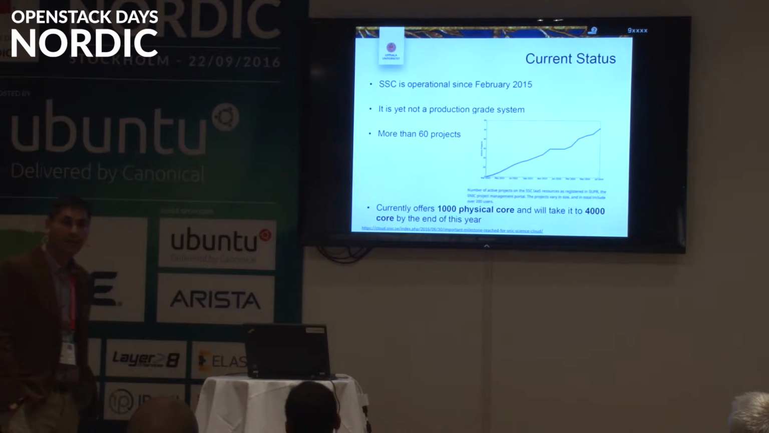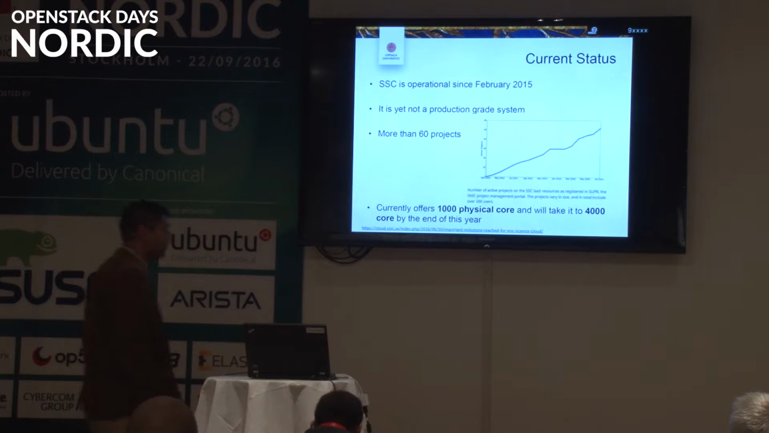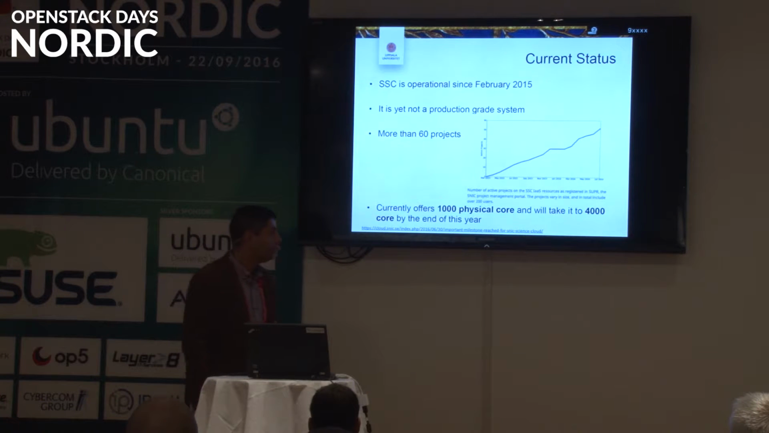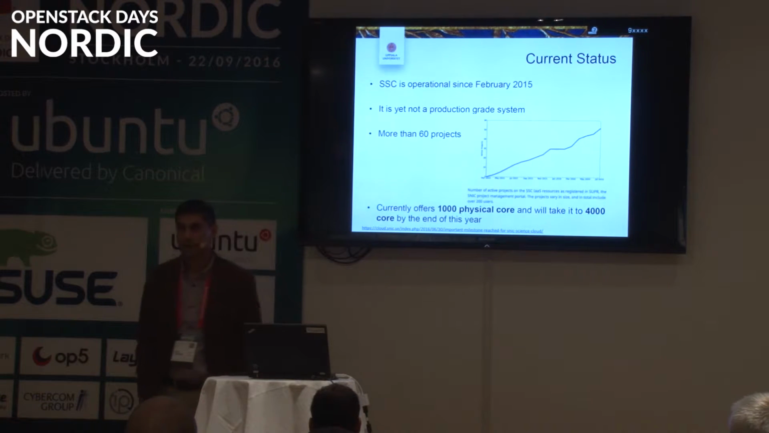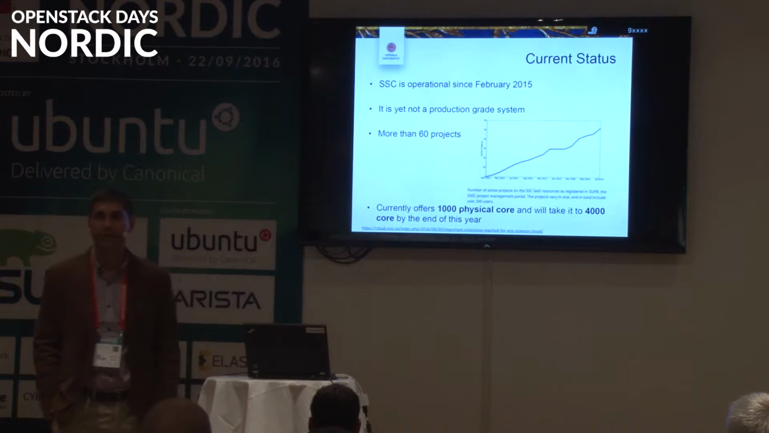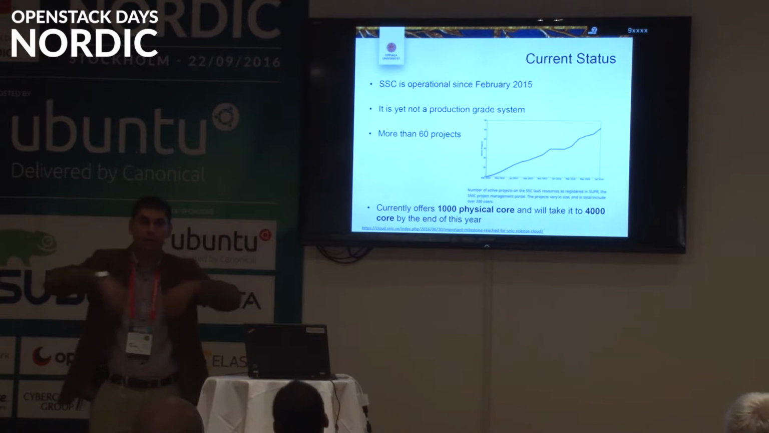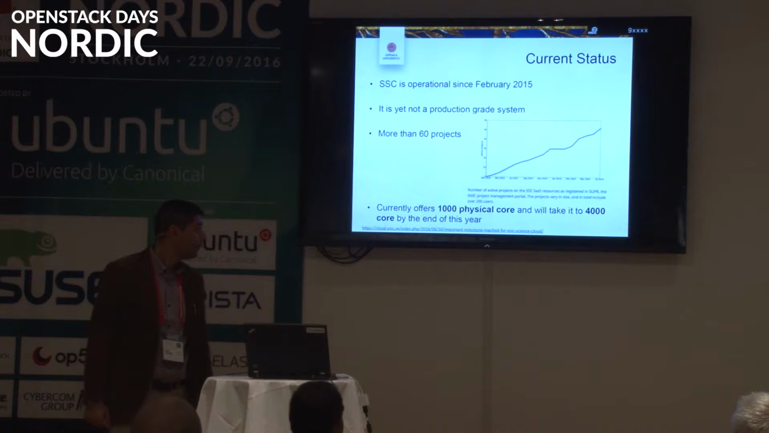That was very interesting. So initially things started with 100 physical cores, and now we are heading towards 4,000 cores by the end of this year. And these are basically distributed on different centers.